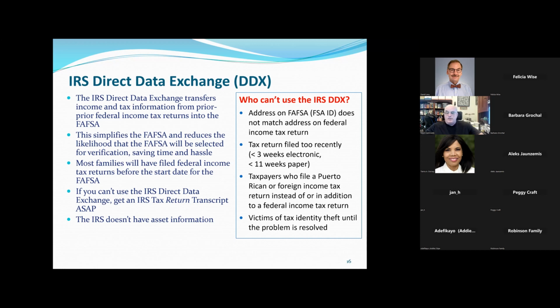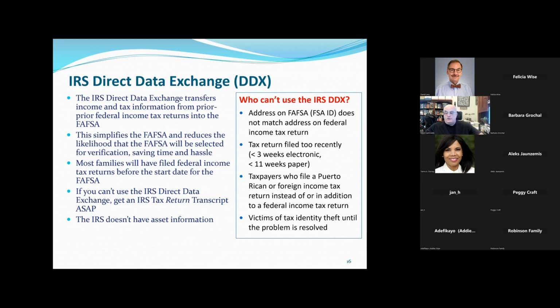Now, taxpayers who file a foreign income tax return, in addition to or instead of a U.S. tax return, should use the corresponding figures from the foreign income tax return, as well as a U.S. tax return if they have one. And they need to express this in U.S. dollars using the currency exchange rates in effect on the date the FAFSA is filed. Currency exchange rates can be found on federalreserve.gov.